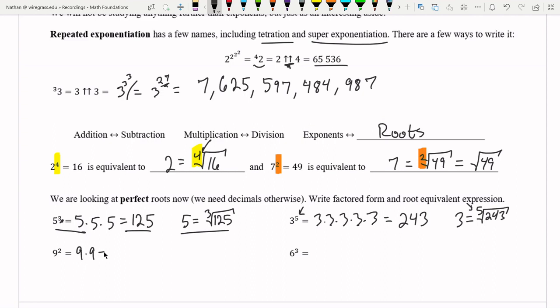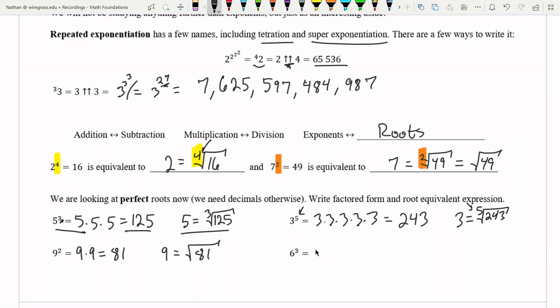9 squared is 9 times 9, that's 81. And 9 equals the square root of 81. Once again, if you have a square root with a power of 2, as I showed before, you don't need to write the 2 here, but that's implied. Square roots are used so commonly that we just don't write the 2 there.